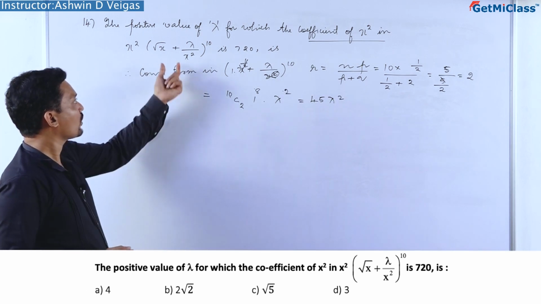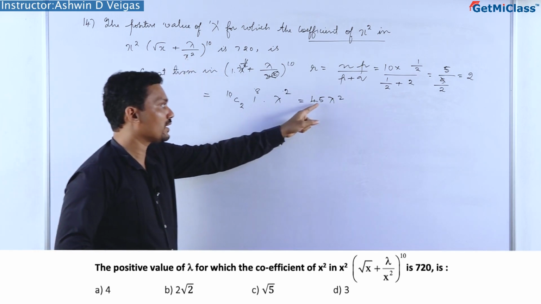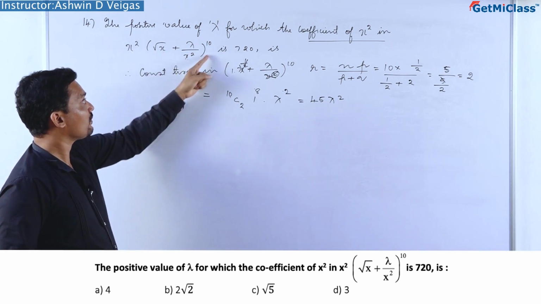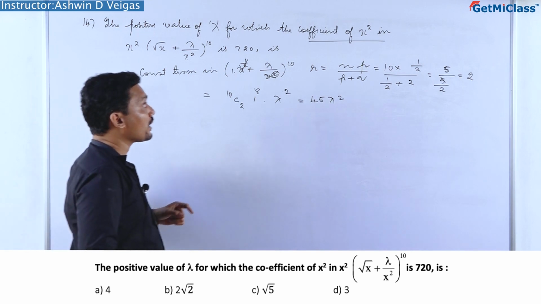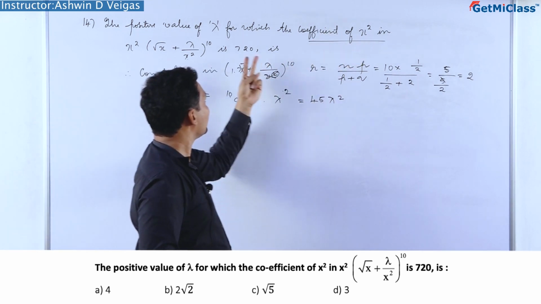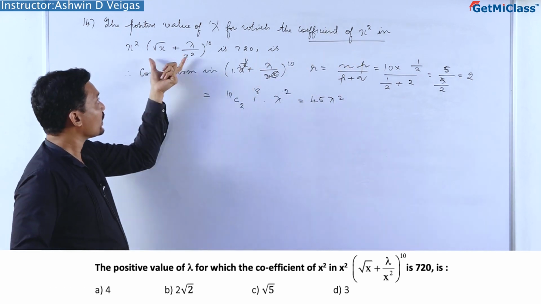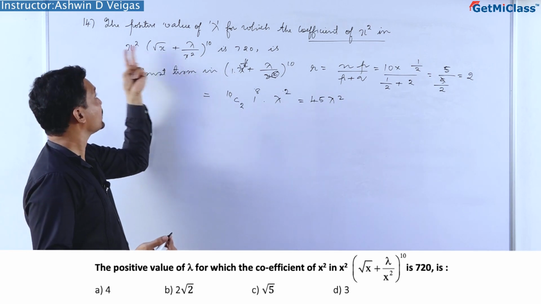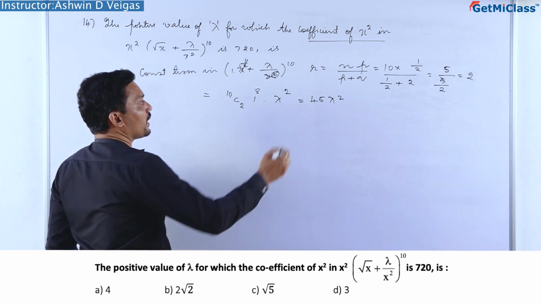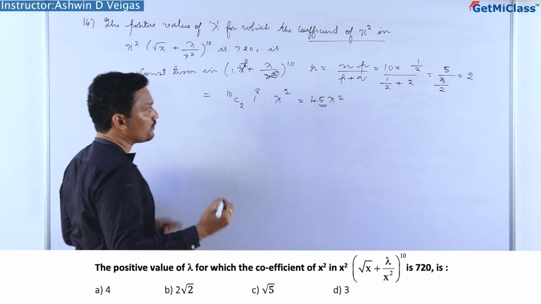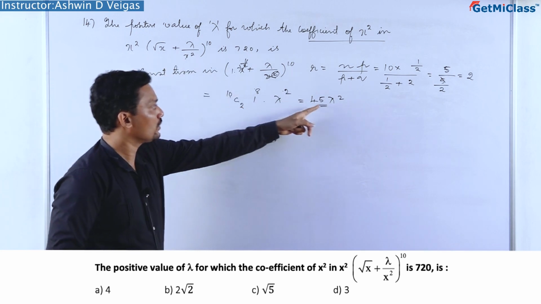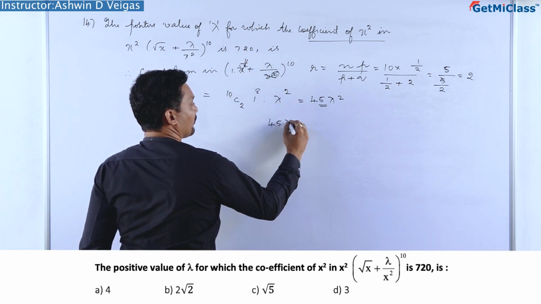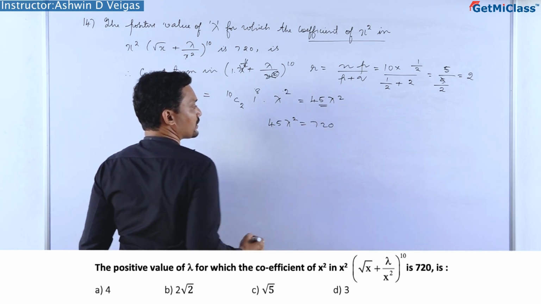Now, we can see that the constant term of this is 45 lambda square, and when that multiplies with x square, it becomes the coefficient of x square for the entire problem. According to them, the coefficient of x square is given as 720. That is, the constant term of this becomes the coefficient of x square for the problem, because constant into x square will be the x square term. That term is given as 720. So, they have given that 45 lambda square is equal to 720.